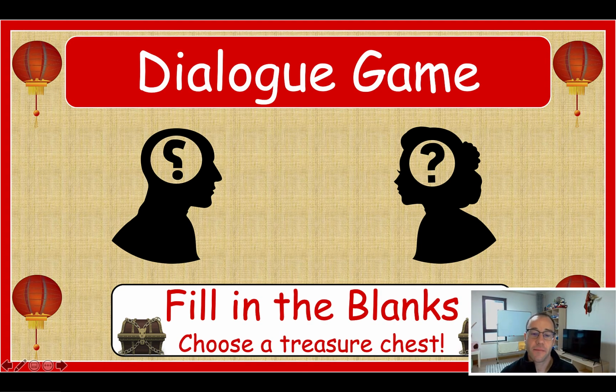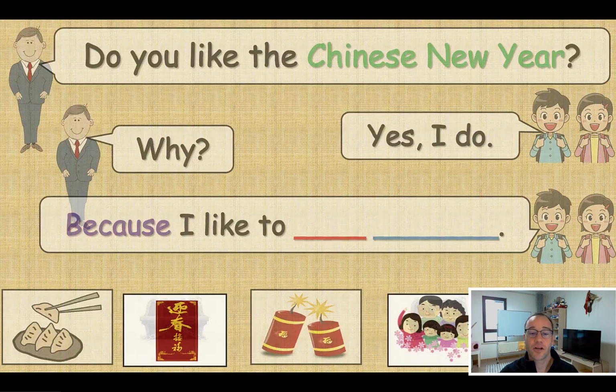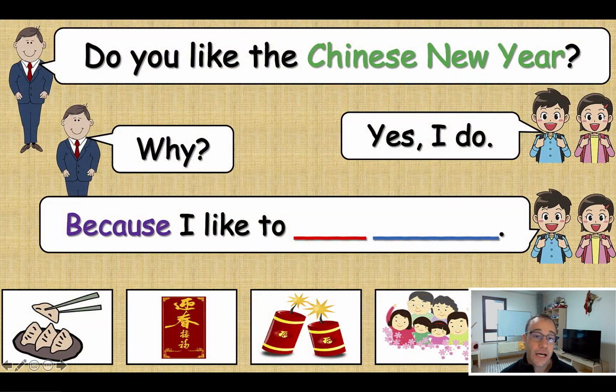Okay, so for this game, it's a fill in the blanks game, and I put here choose a treasure chest. That is to remind the teachers as well that they can choose a treasure chest during this game. First thing, I want to make sure the students know the dialogue. So we should say the dialogue together. Do you like the Chinese New Year? Yes, I do. Now this should be very basic. They should understand this. Do you? Yes, I do. And then why? And then because I like to. And they say the verb and the noun that we've learned during this lesson.